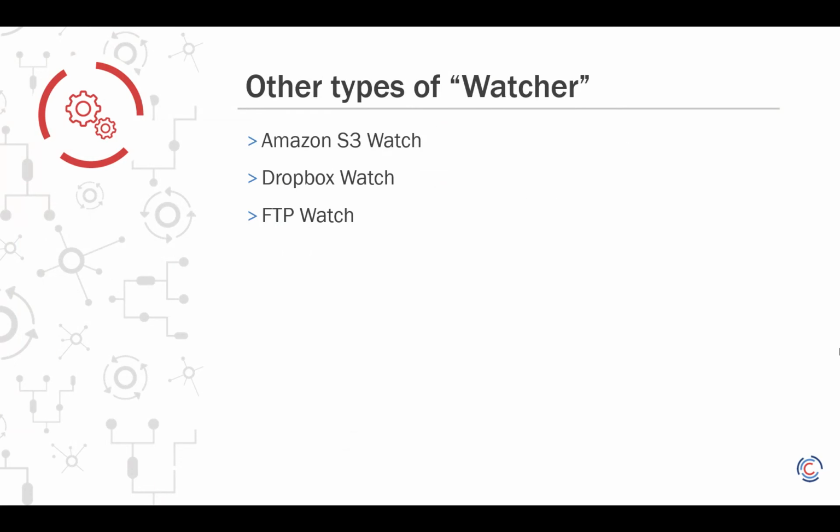There are other types of watchers, such as the Amazon S3 watch, the Dropbox watch, and the FTP watch. If you're using any of these directories, you can use these tools to watch the same way as the directory watcher. If you had, say, an FTP drive that you'd like to watch for incoming files, you could do it with the FTP watcher instead.